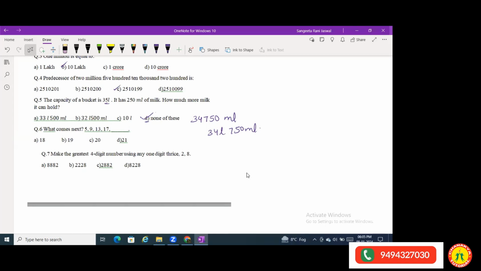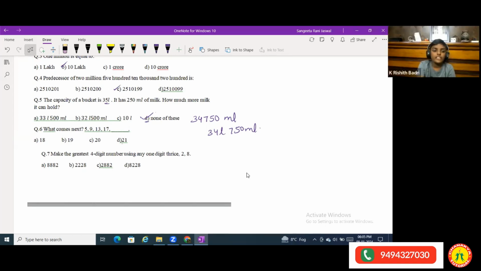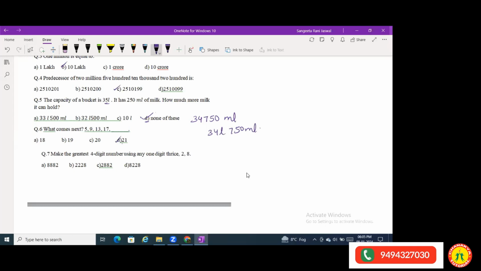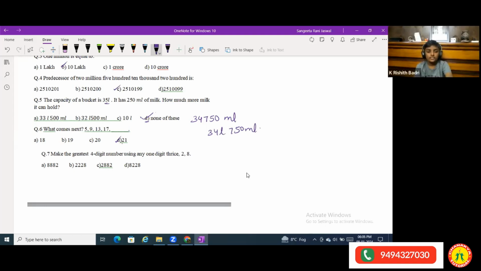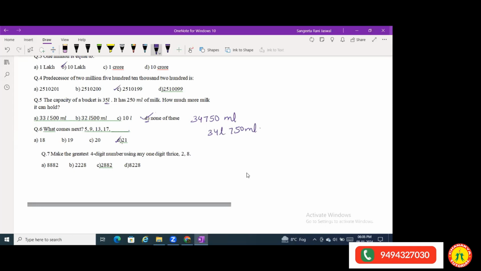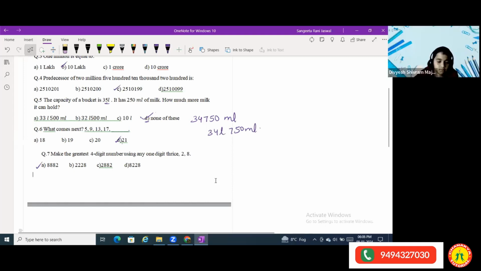5, 9, 13, 17. The difference between each number is 4. Okay. Now make the greatest 4-digit number using 1 digit thrice. Now 1 digit you have to use thrice, and you have to make the greatest. Ma'am, option A. Good. Others also? Are you getting? Yes, ma'am.